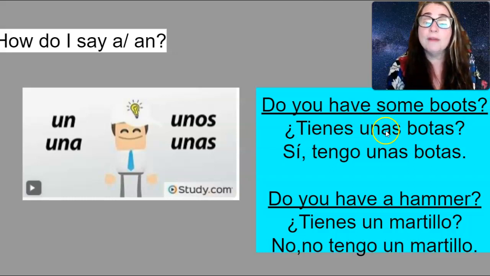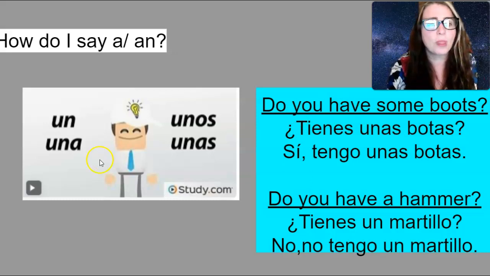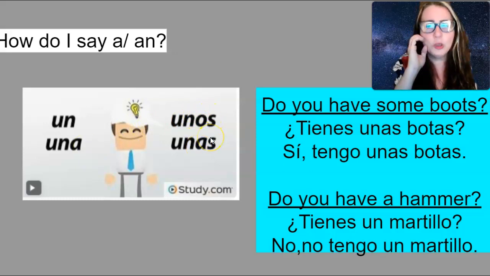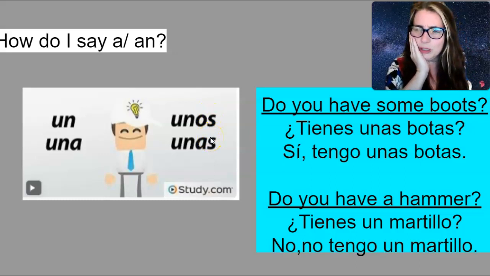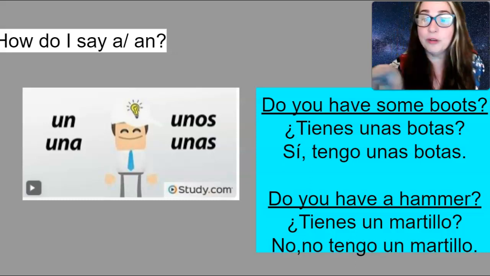So do you have some boots? So notice how it's plural so that there's AS at the end and there's AS right here. They match. So we're good. Let's go look at our chart for a second. Un and una is A, and then unos and unas are some, depending on if it's male or female. You might wonder where the uno is because you know the word uno means one. Well, yes, it does mean one, and that's why it's not here, is because it's only for counting.